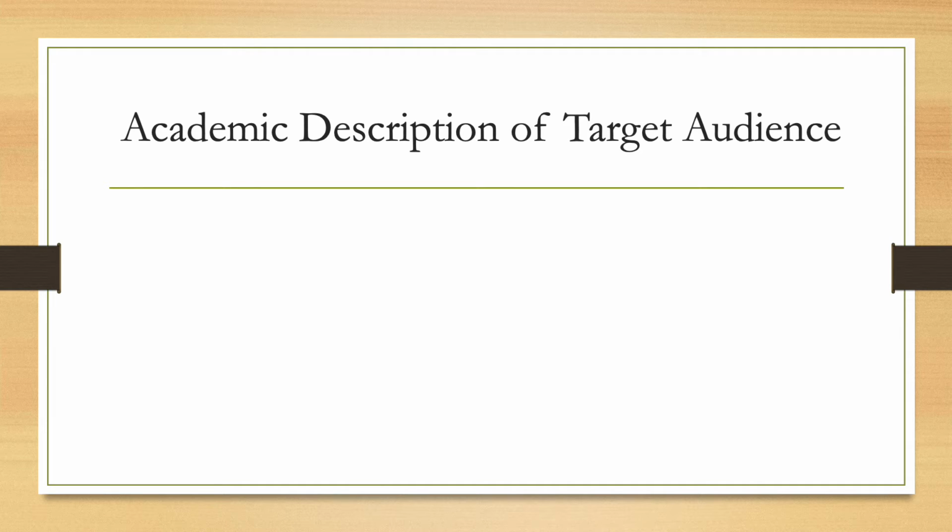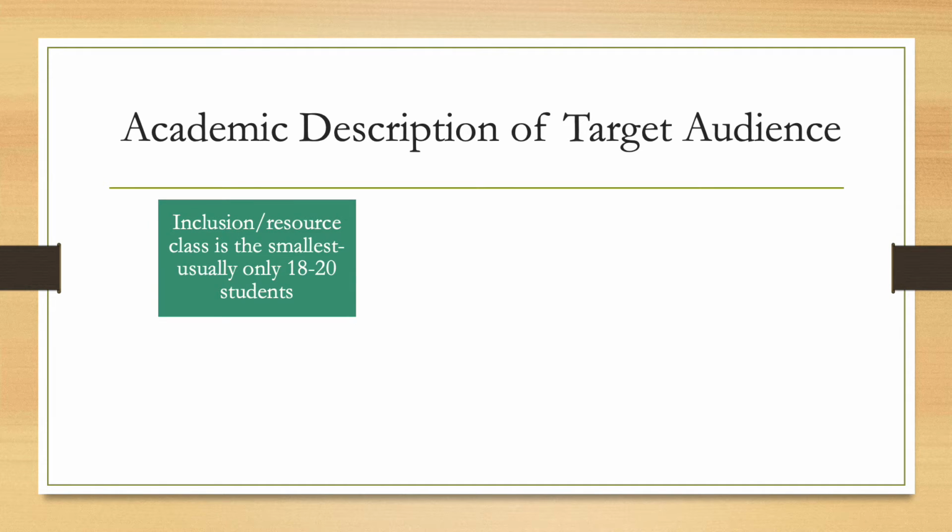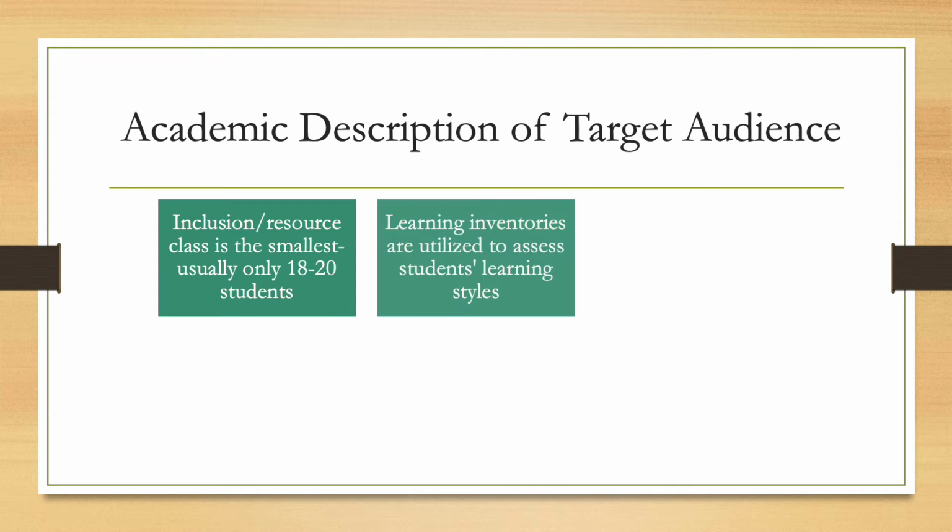Academically, there are several things to note about my learners. First, my inclusion class tends to be smaller, averaging around 18 students, in order to allow for more differentiation and small group work. In order to determine learning styles, learning inventories are utilized at the beginning of the year for all students. I then take those basic ideas and apply them to lessons that I create throughout, and then I can adjust as I learn my students better.